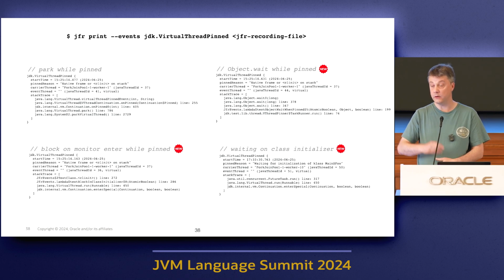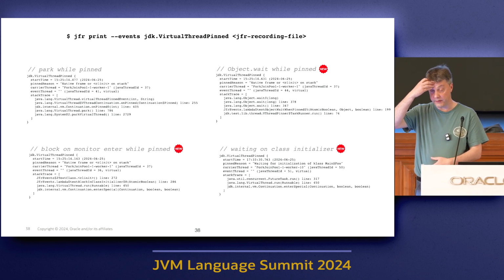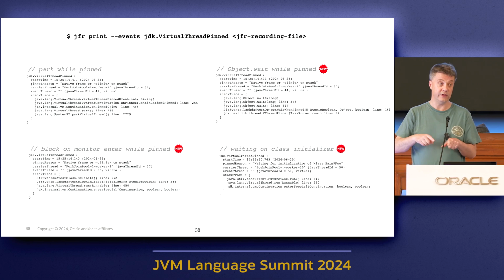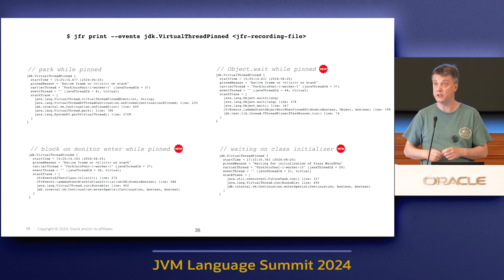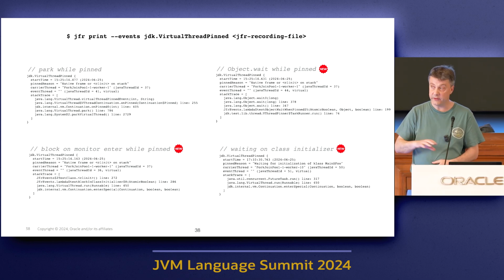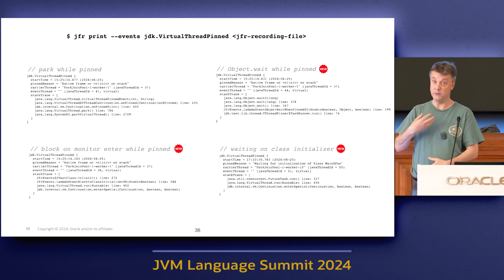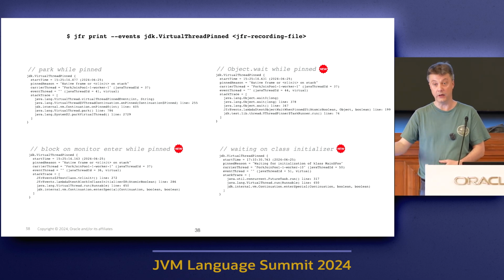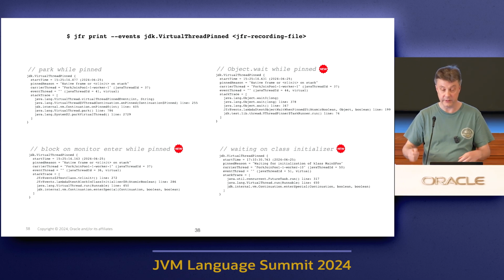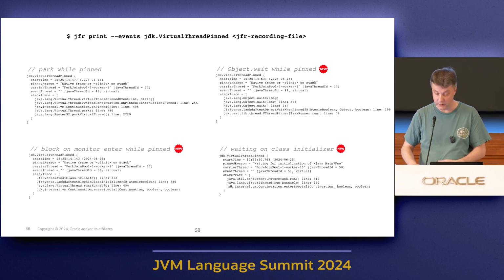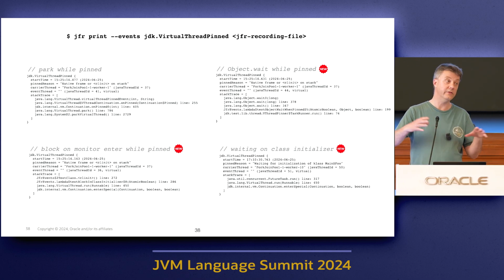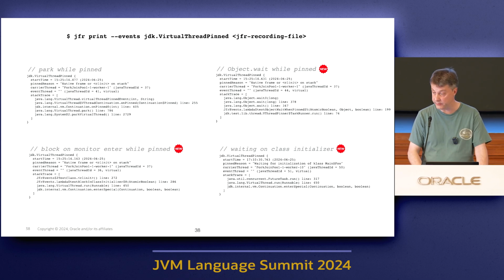We've expanded all of the JFR events in this area. So I said we had JFR events and diagnostics for pinning, but it was only in a limited case. So this has now been expanded to cover other scenarios. So if I'm doing object wait, but there's a native frame on my stack, I'm now going to get a JFR event recorded. Same thing for contended monitor enter, waiting for class initializers. All of this has been expanded out, which is nice.